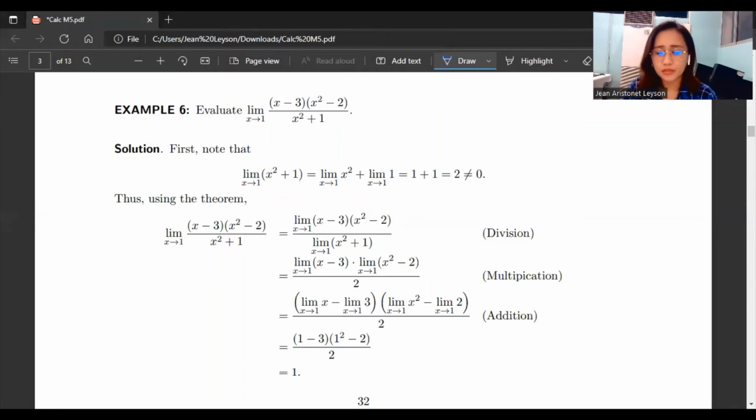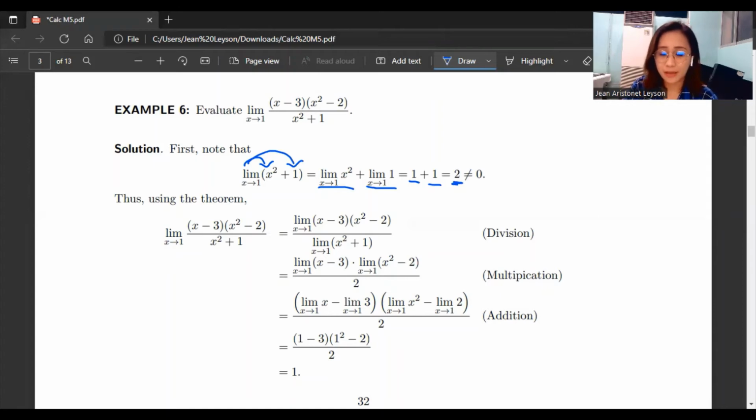So evaluating the limit of the denominator, distributing the limit to each of the terms, x squared and 1. The limit of the first term, the limit of x squared as x approaches 1. That's simply substitution. That's 1 squared. That gives us 1. Then for the second term, that's the limit of 1 as x approaches 1, which is a constant. That's 1. So 1 plus 1, that gives us 2. And of course, 2 is not equal to 0. So we can go ahead and proceed.